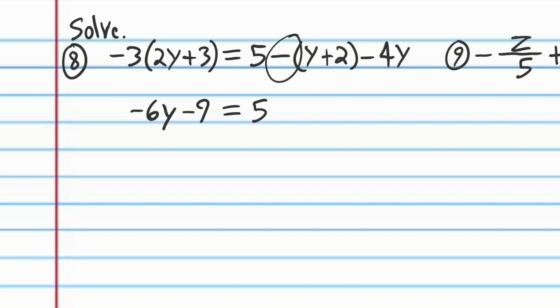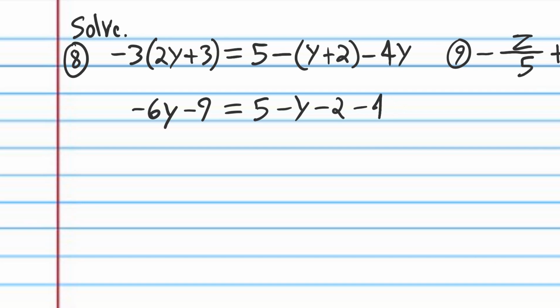Now here we have something interesting. There's no number here. But remember, that number is assumed to be 1. It's negative 1. So negative 1 times y is negative y. Negative 1 times 2 is negative 2. So basically that negative sign just changes the signs of the inner parts of the parentheses.